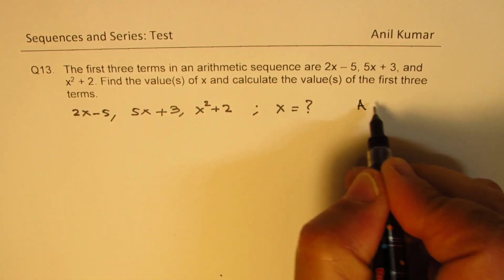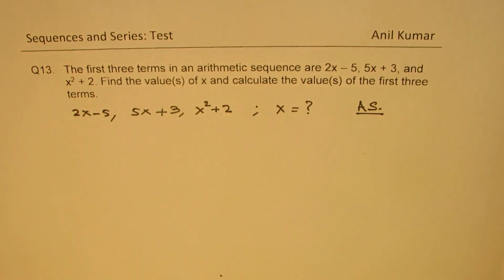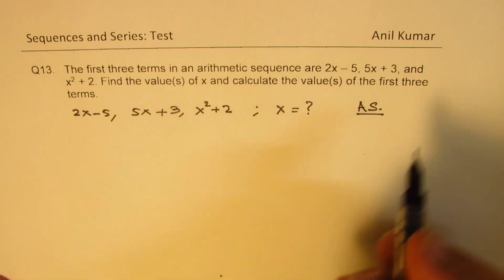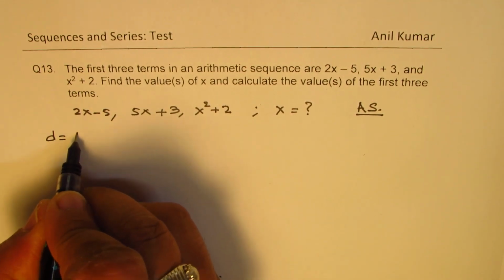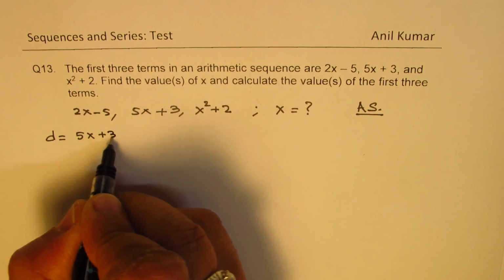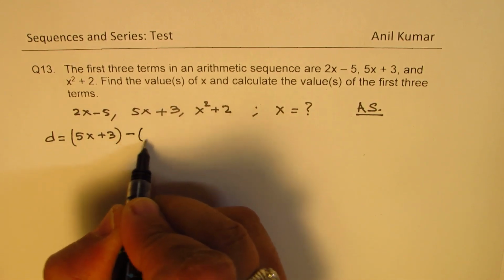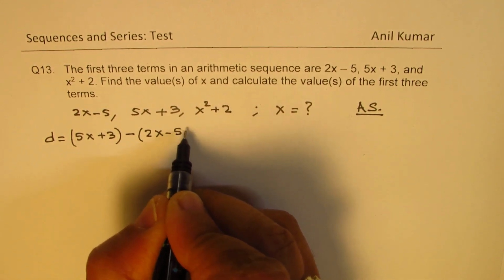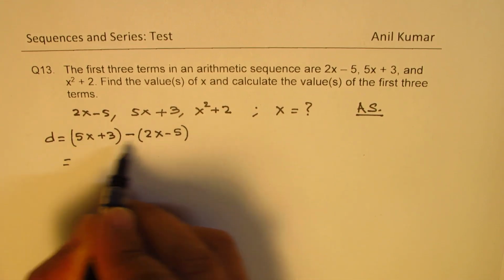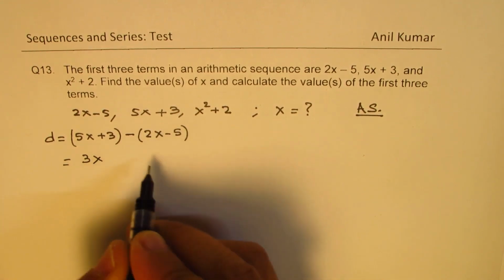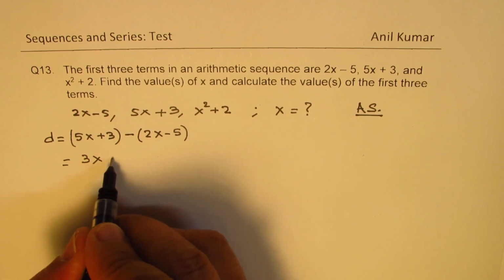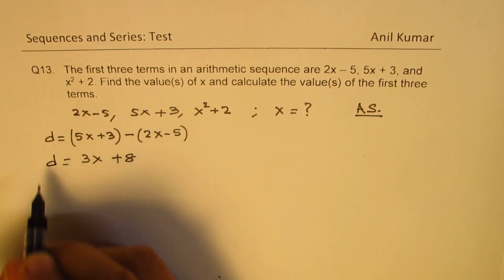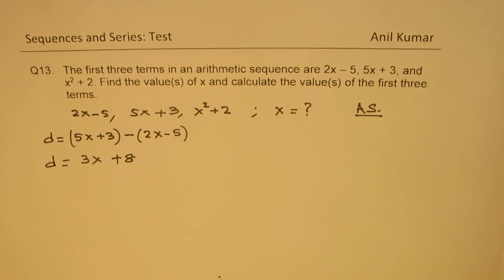And we are given an arithmetic sequence. Now that means we have a common difference, right? So we have common difference d. So d basically will be 5x plus 3 take away 2x minus 5, correct? So we get 5x minus 2x as 3x, and 3 plus 5 will be 8. So we know d is 3x plus 8.